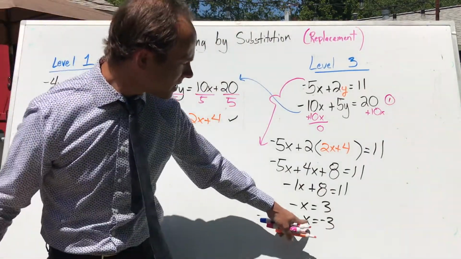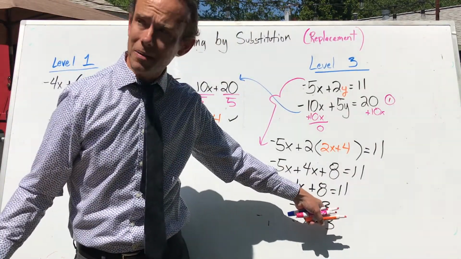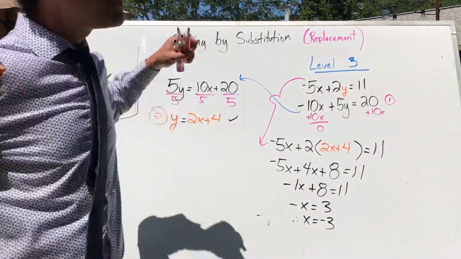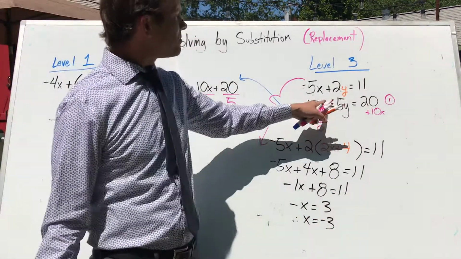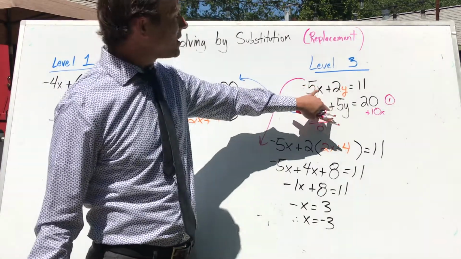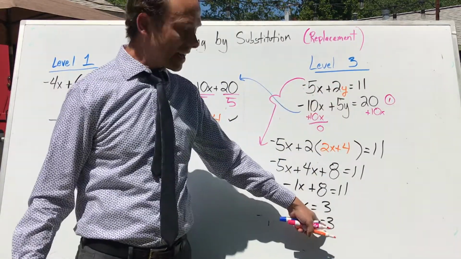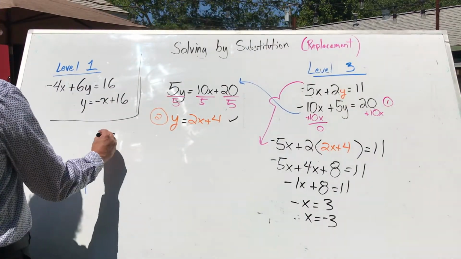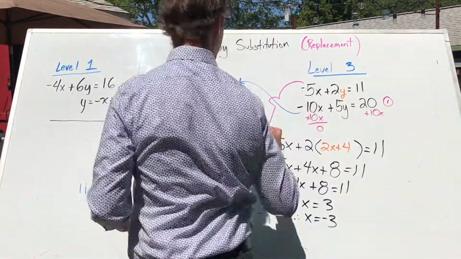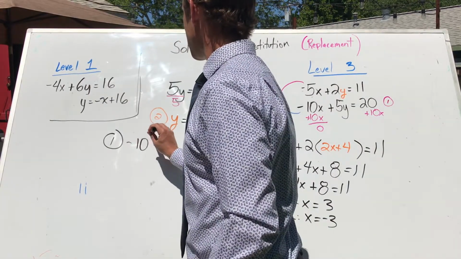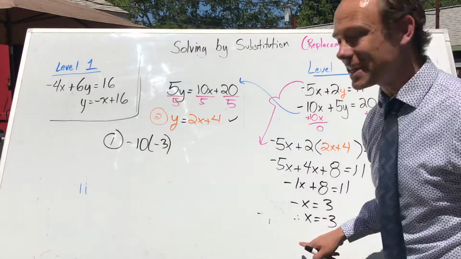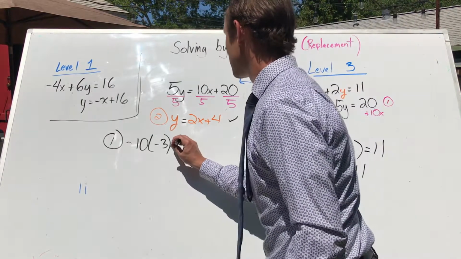Okay, so you get negative x is equal to 3. So that means x is equal to negative 3. Last step, you know what's coming. In any equation that I've got, any one of these equations, I have to replace x with the value of negative 3. So I'll do that here. I'm going to take this equation, number 1, and go negative 10x. And there's the move. There's the replacement. That's how we do it.